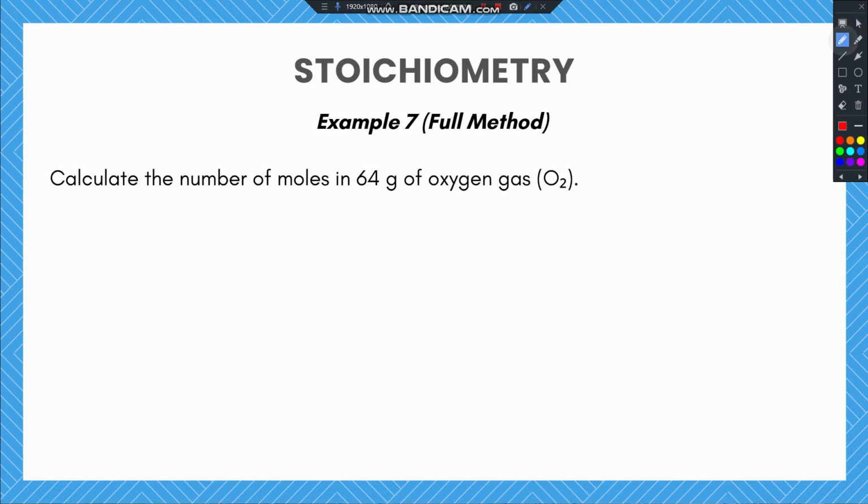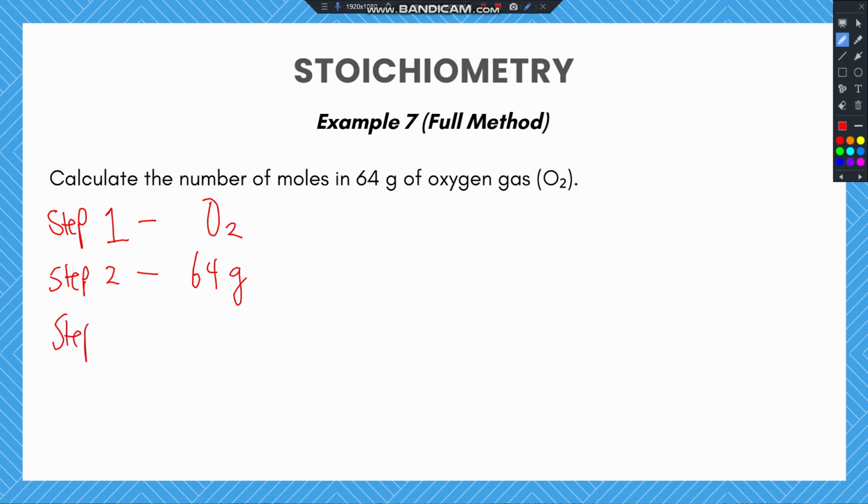Then we have this question on the screen that says calculate the number of moles in 64 grams of oxygen gas. The number of moles in 64 grams of oxygen gas. Step number 1, write the formula. The formula for oxygen gas is O2. Step number 2, identify what's given. What is given to us is 64 grams as the mass for oxygen gas.